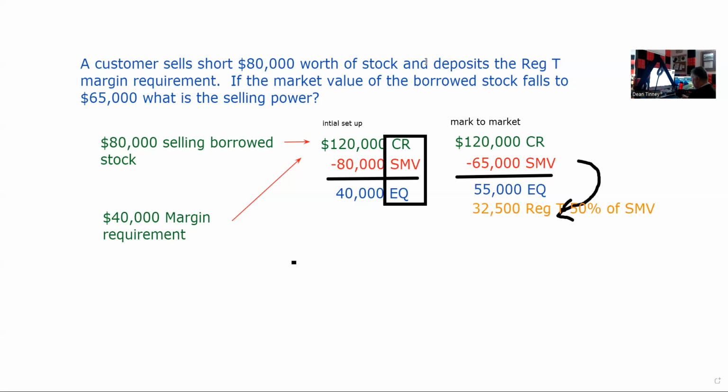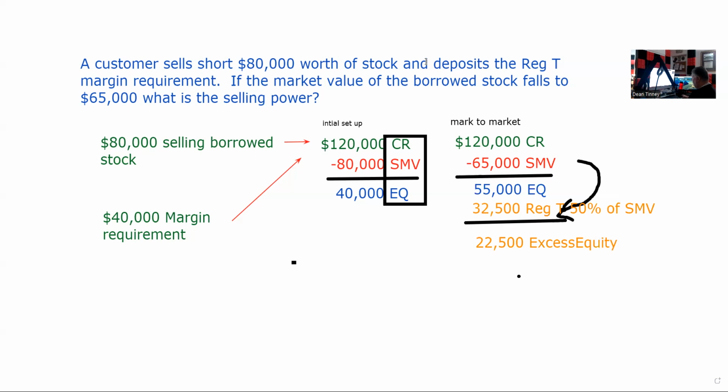Again, this is where most people get hung up. They get hung up on this idea that in a short account, the market value is the separate second ledger line and not the top. Anyways, that's 32.5. And so indeed, you do have excess equity, more than you need. So you can have that as cash, or you can sell short additional securities. You say, Dean, do I have to do anything now? I say, no. You don't have to do anything now if you don't want to.